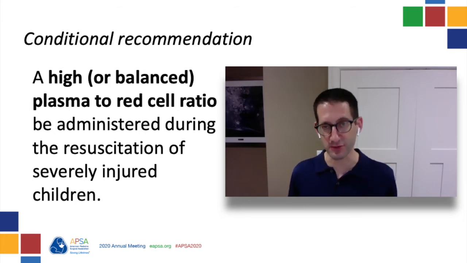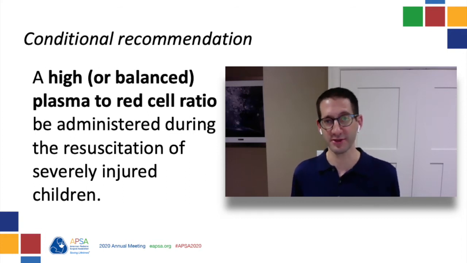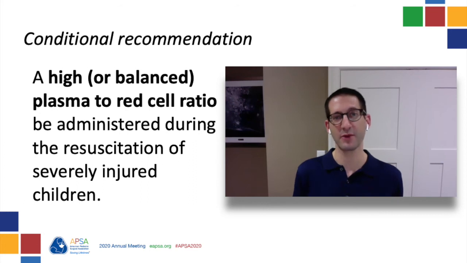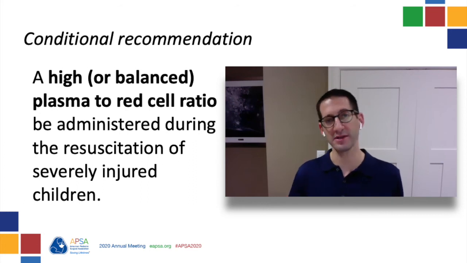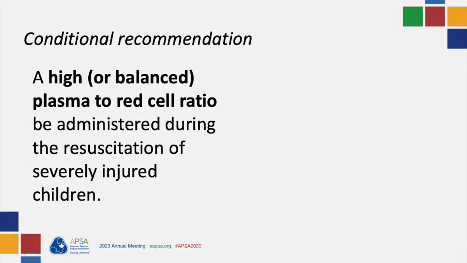So we then conditionally recommend that a high or balanced plasma to red cell ratio be administered during resuscitation of critically ill children. There was not enough data to make a recommendation specifically related to platelet to red cell ratio. It was very challenging when looking at these studies to make that recommendation. But again, the limited data that we have in children and the high quality data that we have in adults really makes us make that conditional recommendation for a more balanced approach.